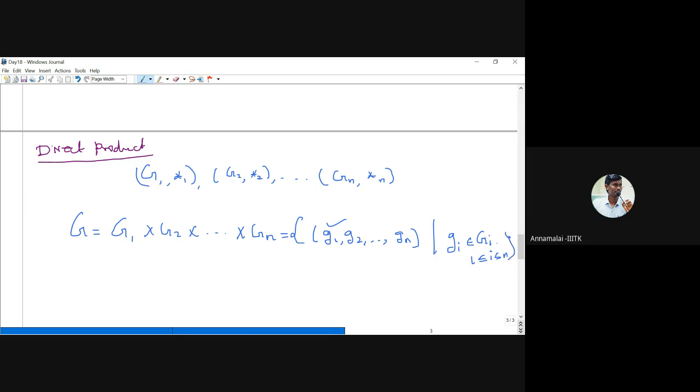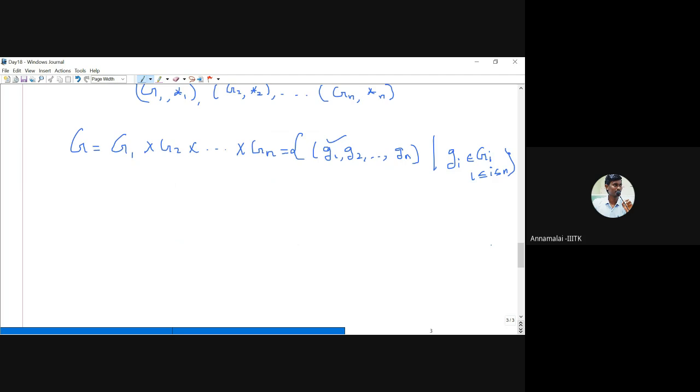Now this is a set. In this set we define a new operation star, which is nothing but term by term operation. Suppose we take two elements: (g1, g2, etc., gn) is one element in G. Suppose we take another element, (h1, h2, etc., hn). So we take two elements in the group G, but now the operation star is defined to be term by term multiplication.